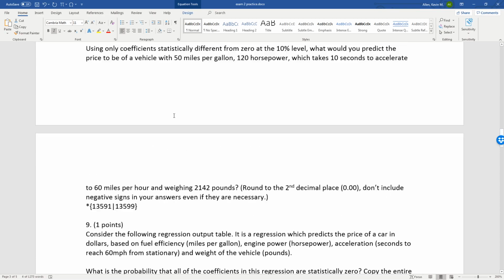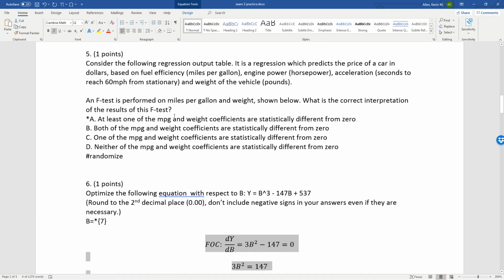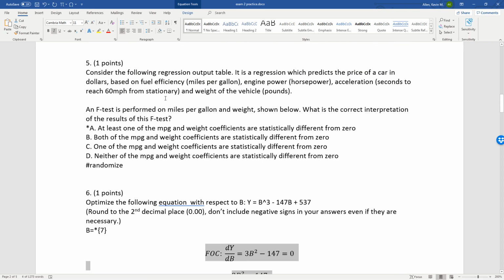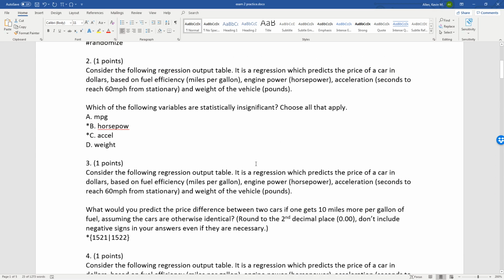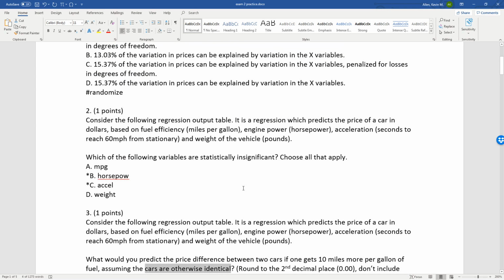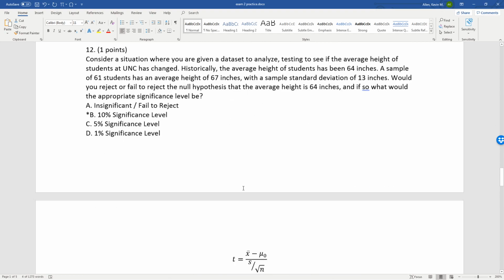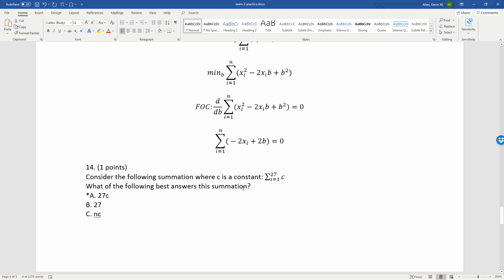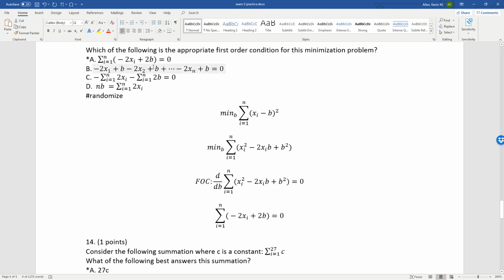Then you have doing the tests on regression output tables, interpreting if something is significant or insignificant, f-tests and how to interpret the results of the f-test. How would you interpret the difference in, like here it was a price difference between two cars if one is 10 miles per gallon better, assuming everything else is equal, and so on. And then you'll have some parts of it where, referring back to your proof writing, can you figure out how to go from step 1 to step 2 of a proof? And that would be the question.